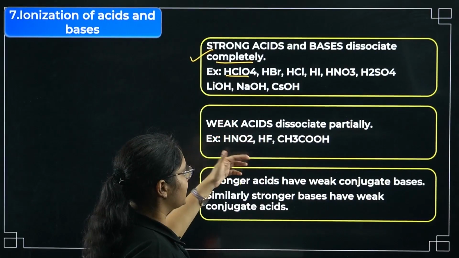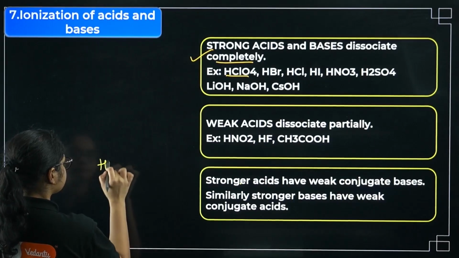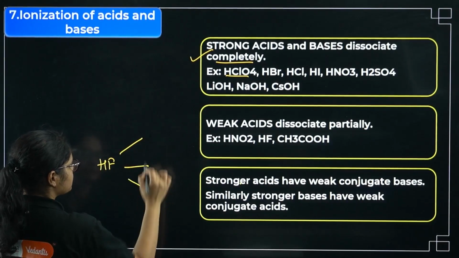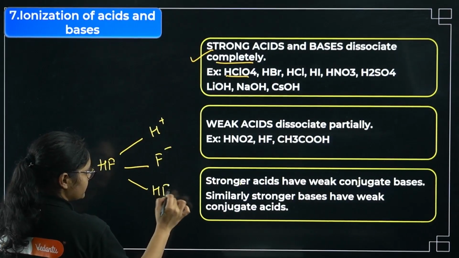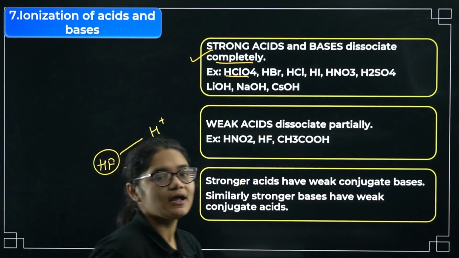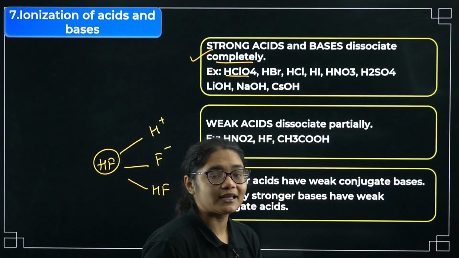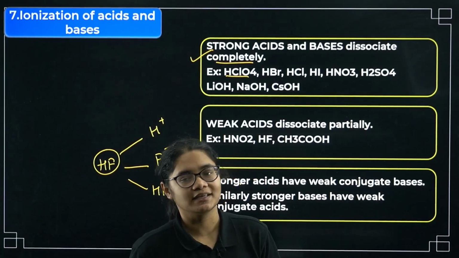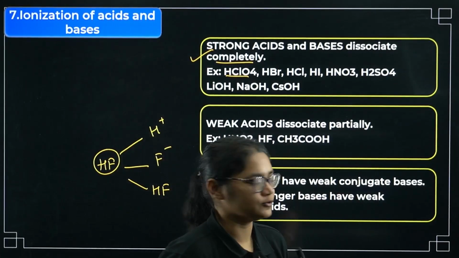Similarly, weak acids and weak bases dissociate partially. If I take HF and leave it in water, I will get three types of species: H plus, F minus, and HF also. There will be some HF which is not dissociated. But if you take HCl, there will be no HCl as it is. It will always be in the form of H plus and Cl minus. That is the meaning of complete dissociation and partial dissociation.